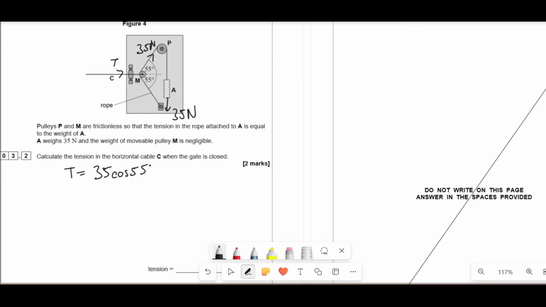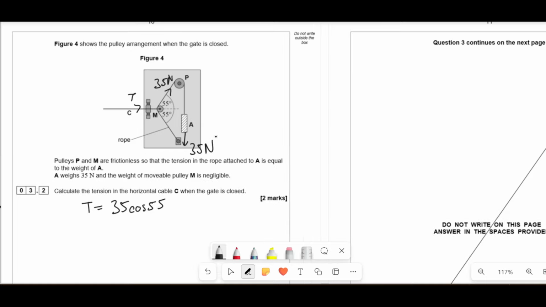Now, it says calculate the tension in the horizontal cable C when the gate is closed. It's not just 35 cos 55, because remember that there's this rope that's also being yanked as well. So we're not done yet, because we've got the horizontal component of this part of the tension that pulls it across. But this rope also has its own tension, because this is being pulled down as well.